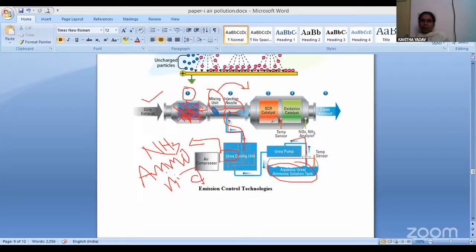Then what will happen? These are the catalysts, right? Urea and ammonia act as a catalyst. When these react with this, then what will happen? Here I am going to mention what will happen.